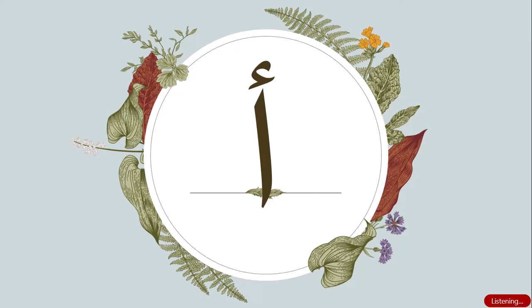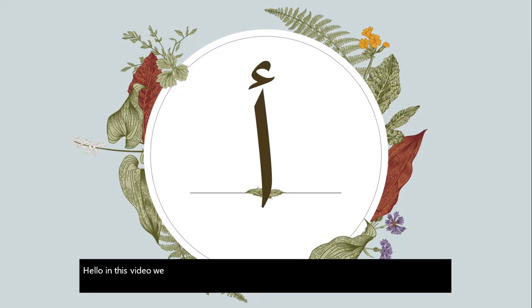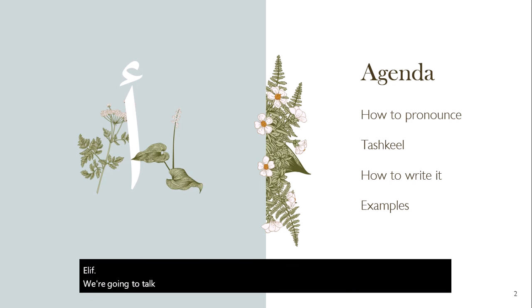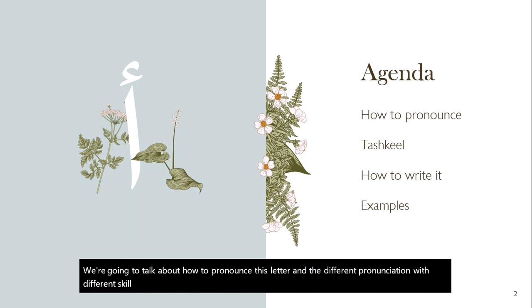Hello, in this video we are going to talk about the first letter of the Arabic alphabet, which is حرف Alif. We're going to talk about how to pronounce this letter and the different pronunciation with different tashkil, and now we know what tashkil is, and we are going to talk about how to write it, and in the end we will have some examples.